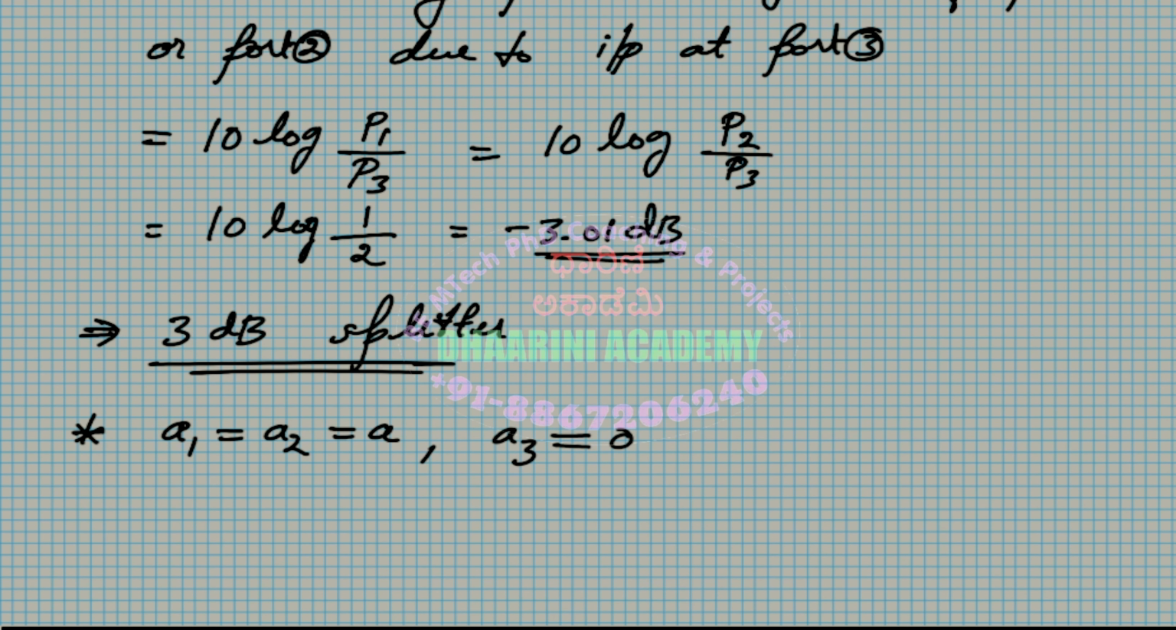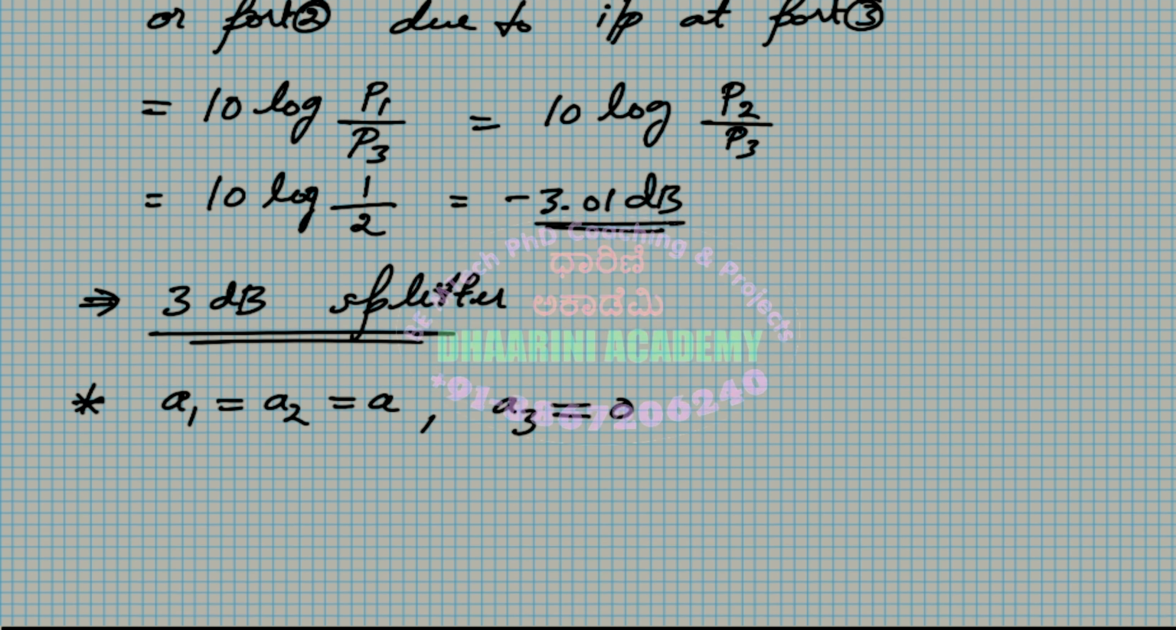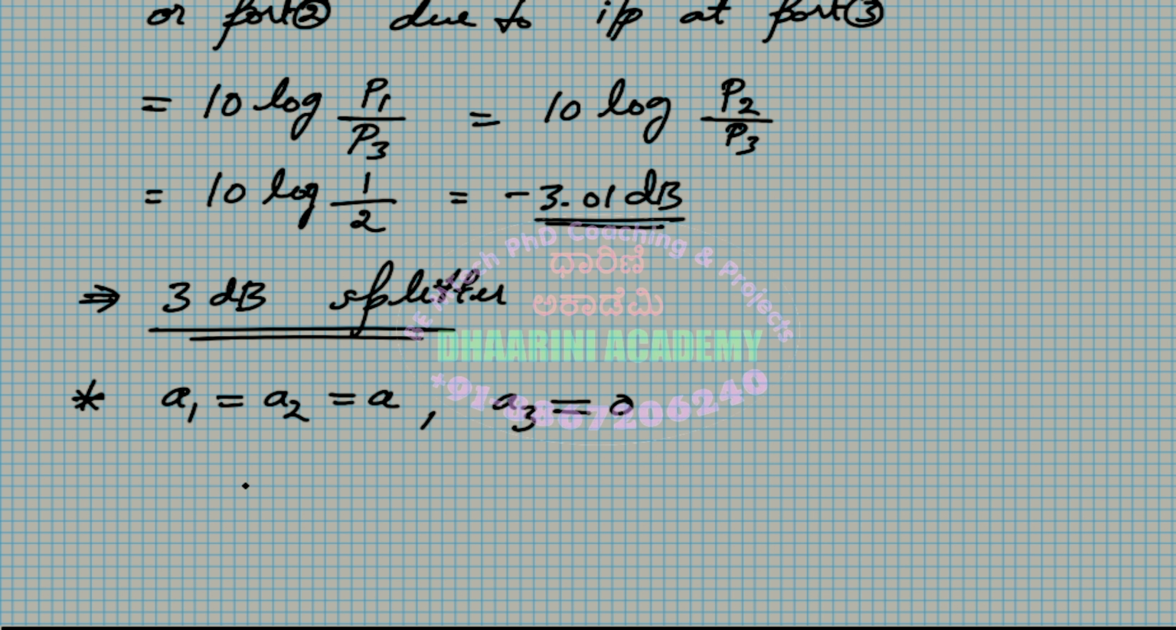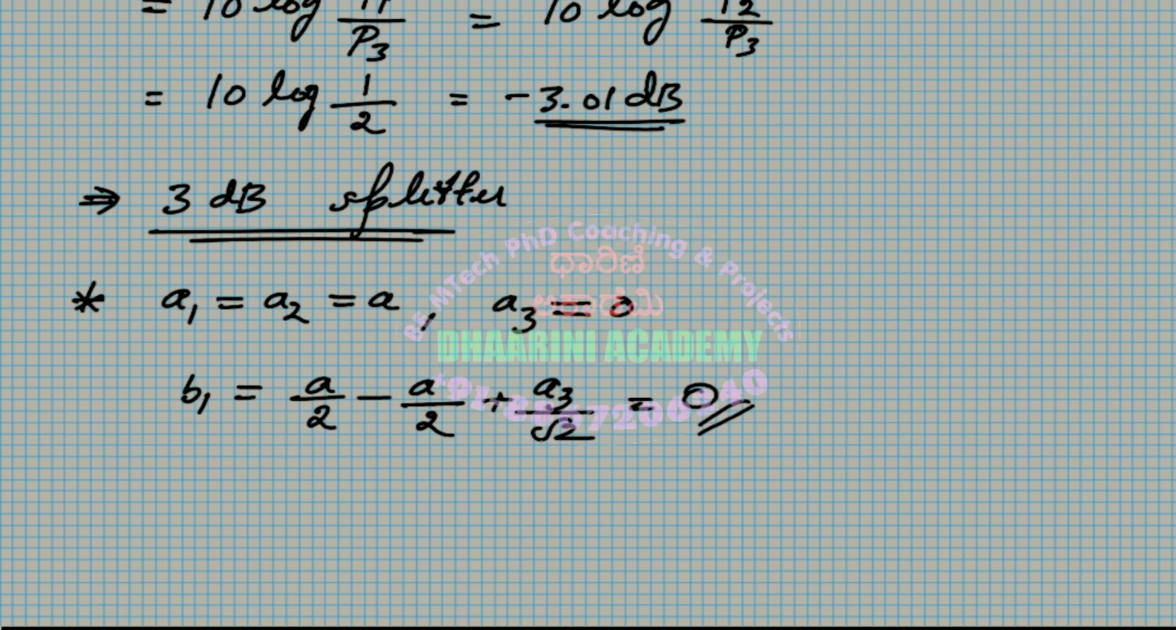Now, if you try to write the equation, what happens? Let's write the first equation. B1 equals A1 by 2 minus A2 by 2, that is also A by 2, plus A3 by root 2. The first two terms cancel. A3 is 0, so this is equal to 0. You give equal inputs at the first port as well as the second port, and nothing comes back to the first port.